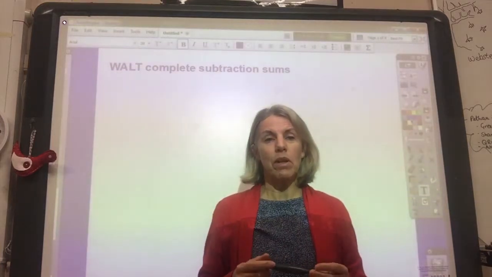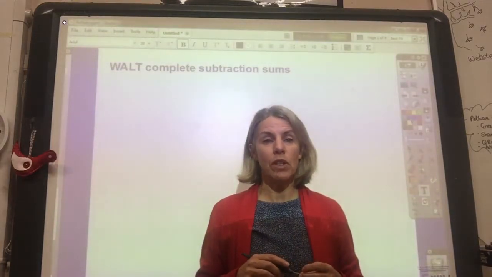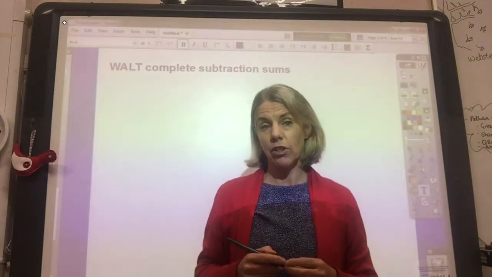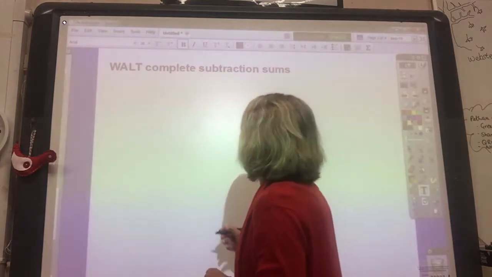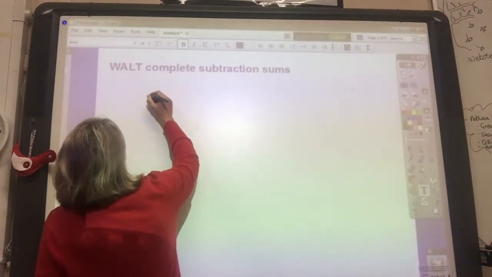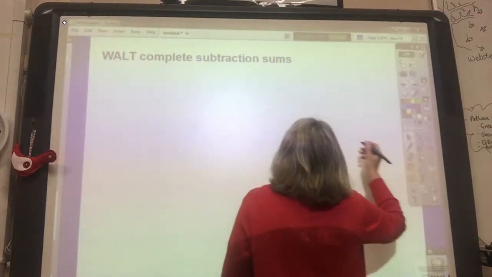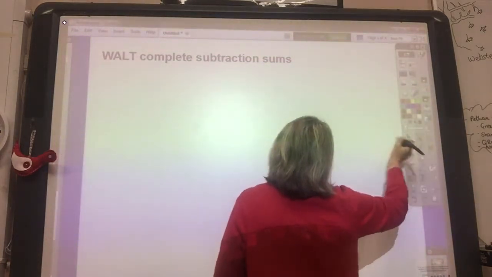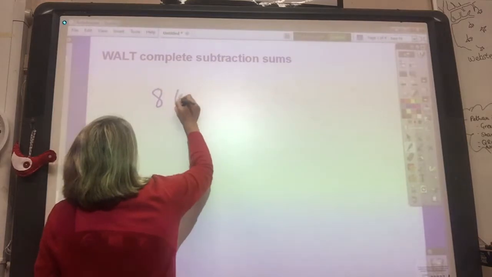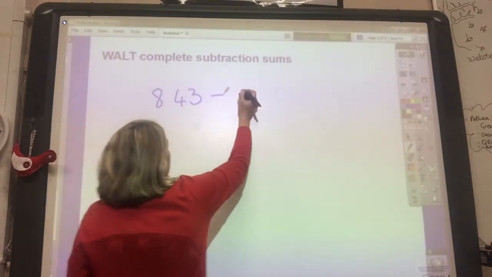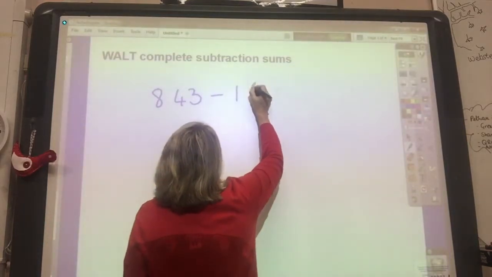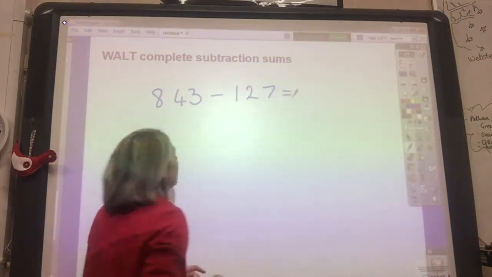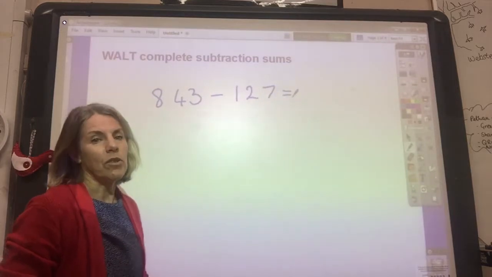Lots of you use the number line for subtraction to find the difference between two numbers. I will show you one example of that before we go on to column subtraction. Okay, so let's take a number like 843. Take away 127. Okay, 843 take away 127.